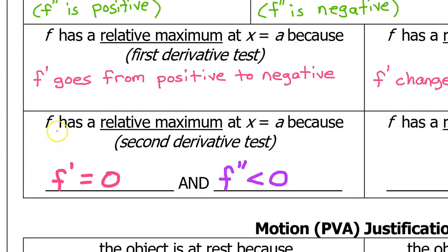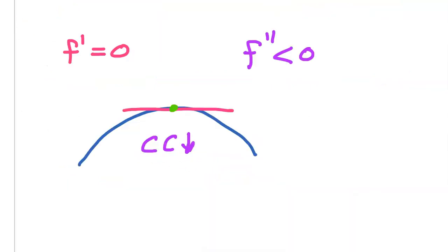So we can justify by saying f has a relative maximum at x equals a because f prime is equal to 0 and f double prime is negative. Because this method involves f double prime, we call it the second derivative test.